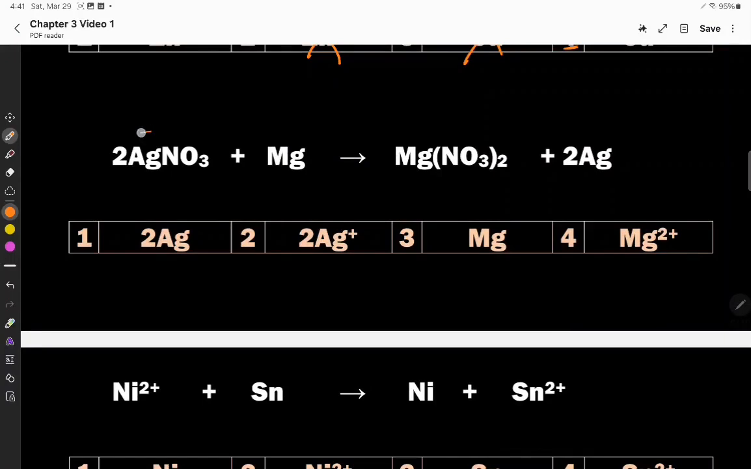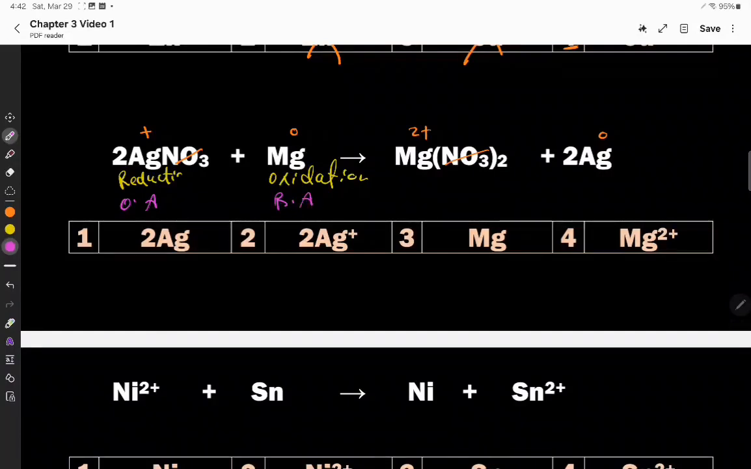Ag, let's say it is positive 1. After the arrow it is 0. Mg is 0. After the arrow, it is 2 positive. Now nitrate, we don't care about it because nothing happened to it. Now let's see. Ag, from positive to 0, what happened to it? Reduction. So it is oxidizing agent. Now magnesium, from 0 to 2 positive, what happened to it is oxidation. So it will be reducing agent.